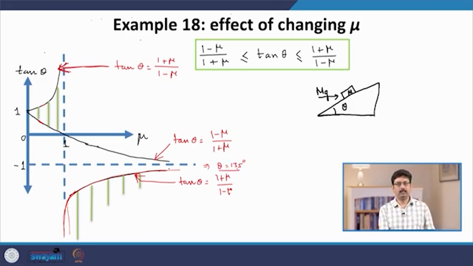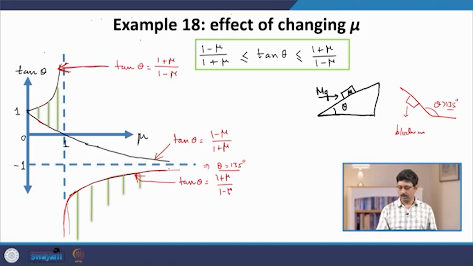So, this represents that no matter what your coefficient of friction is, if you consider this kind of situation, then the highest value of the inclined plane angle possible for which this block will remain at rest, no matter what friction coefficient you have, is only 135 degrees. If your angle of inclination is bigger than 135 degrees, then this block will always move.